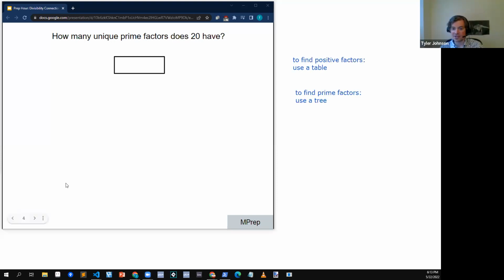Okay, so quick definition here. Primes, how do we define a prime? So primes have exactly 2 positive factors. Because of that, 1 is not prime. It only has one factor.